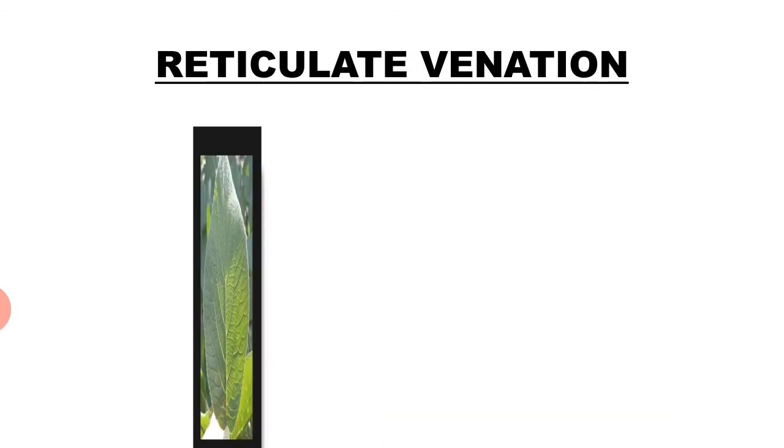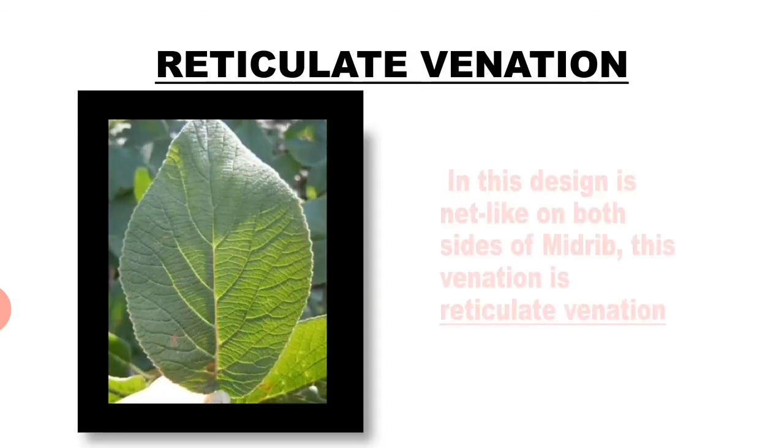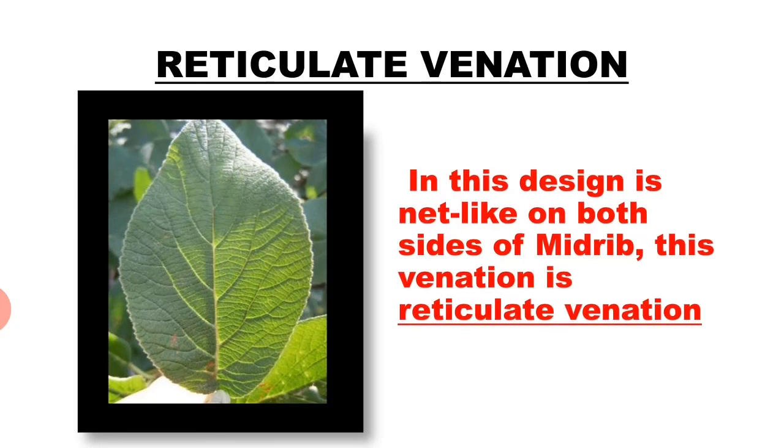And if you see other leaves, this is reticulated venation. In this, the design is net-like on both sides of the midrib. This venation is called reticulated venation. Just go out and see it in your garden or somewhere near. Observe different types of leaves and find out which has parallel venation and which has reticulated venation. This is all about what the leaves are like.